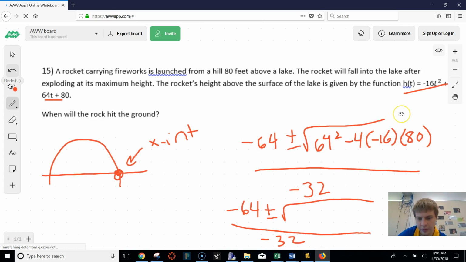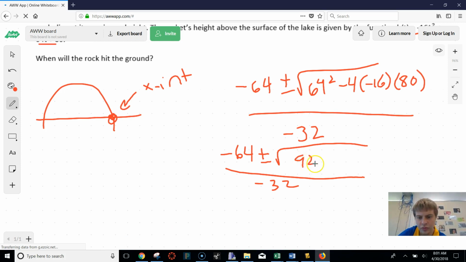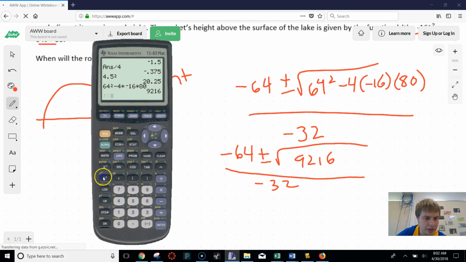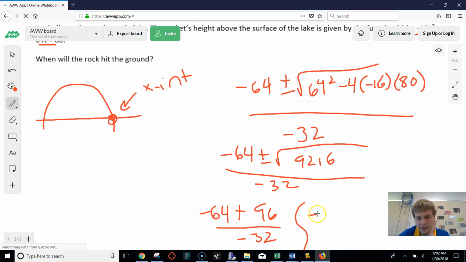I just forget what that number is, so I'm going to bring that back up on my calculator. 9216. Let's take that square root and see what two numbers we get. When I take the square root of 9216, I get 96. Oh, that's a nice number. So then we're going to have negative 64 plus, and what did we get? I already forgot. 96, okay. So 96 over negative 32, and negative 64 minus 96 over negative 32.